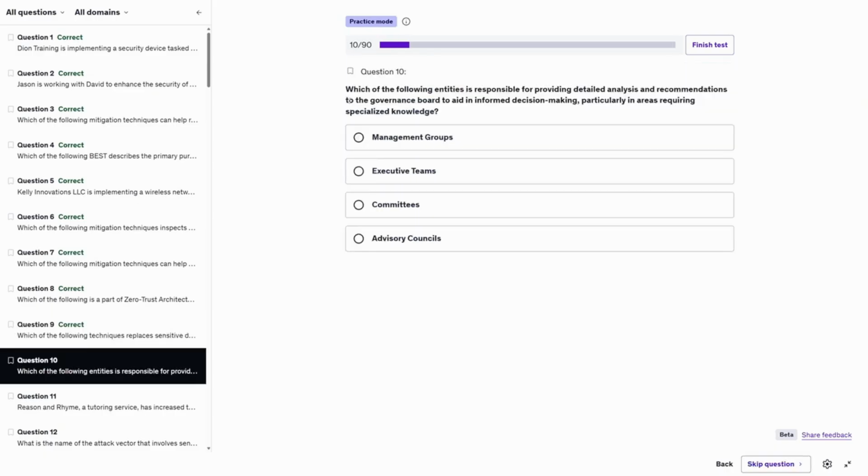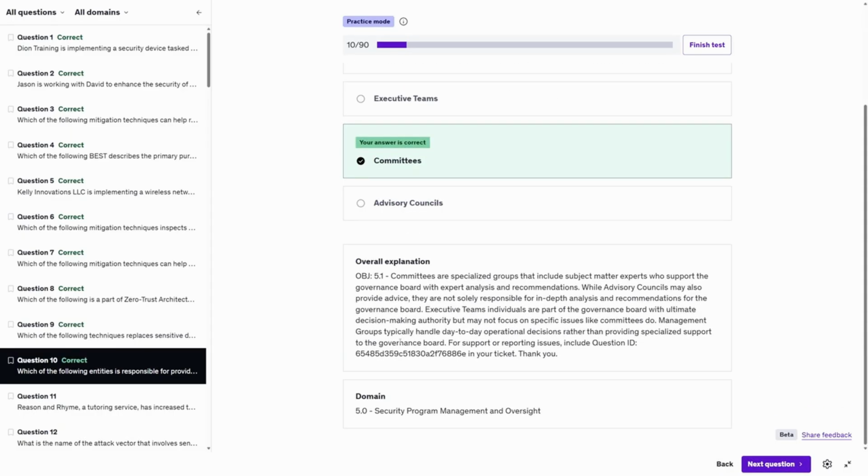Question 10. Which of the following entities is responsible for providing detailed analysis and recommendations to the governance board to aid in informed decision-making, particularly in areas requiring specialized knowledge? And the answer for this question is C, committees. Committees are specialized groups that include subject matter experts who support the governance board with expert analysis and recommendations.